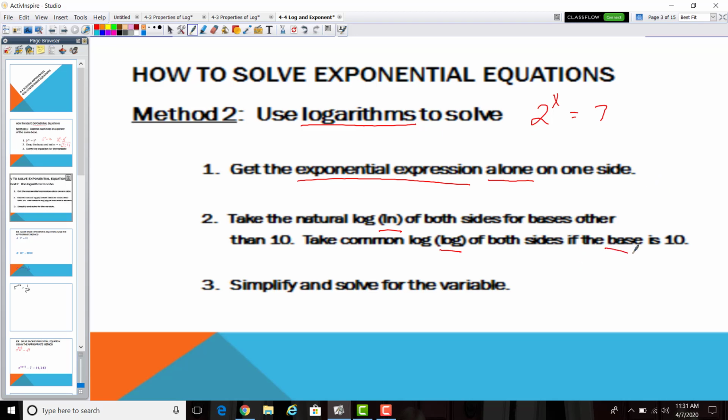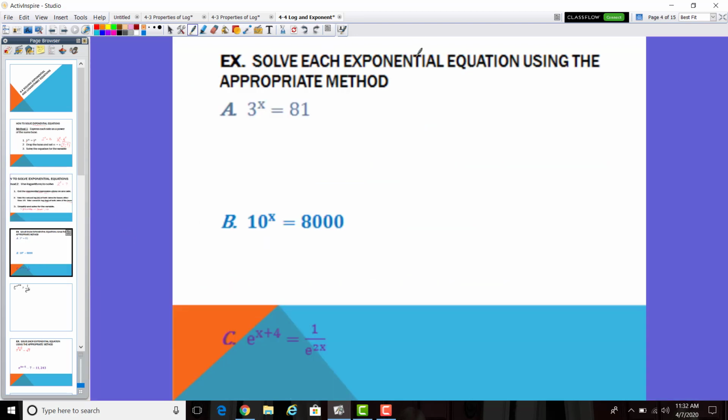What I do is if the base is a 10, I use a common log. For everything else, I use natural logs. From there, we're going to simplify. That means to use our properties, mainly and most importantly, our power rule, and then we're going to solve the equation for the variable. So I have many examples here. I'll try to run through all of them as quickly as I can. I'm not going to tell you which method to use. We're going to figure that out on our own. My math lab, however, will tell you.